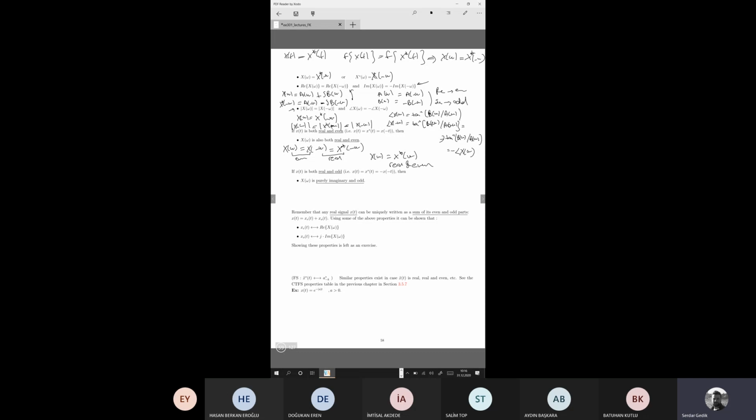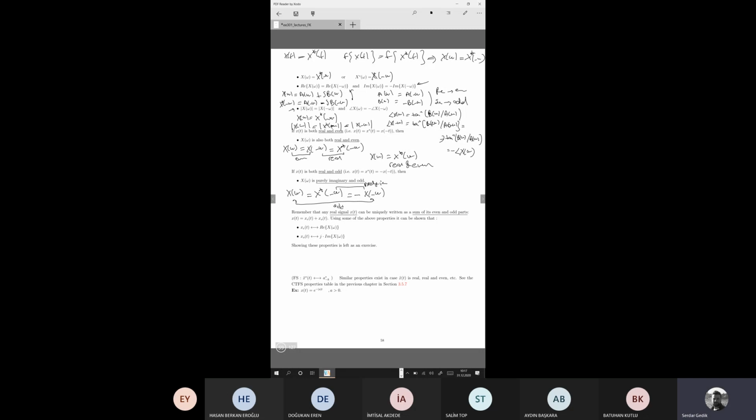Well, if x of t is both real and odd, in this case, x of omega is purely imaginary and odd. So it is like this: x of omega is equal to x conjugate of minus omega. This is equal to minus x of minus omega. So this tells you that it is odd actually. Those two are telling you that it is odd, but this is telling you that it is purely imaginary.